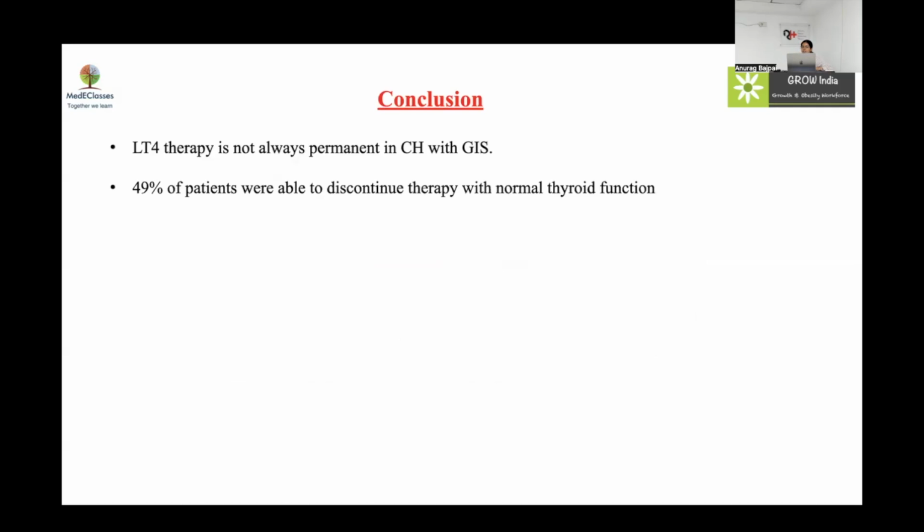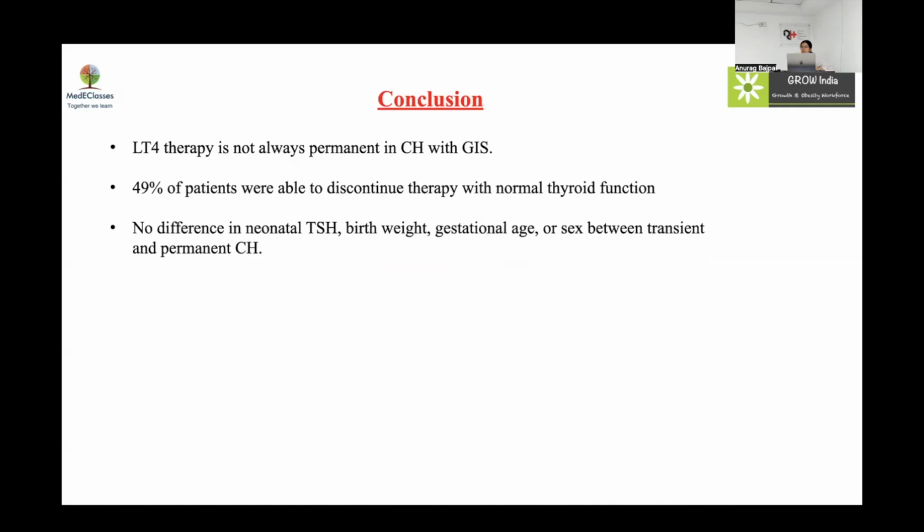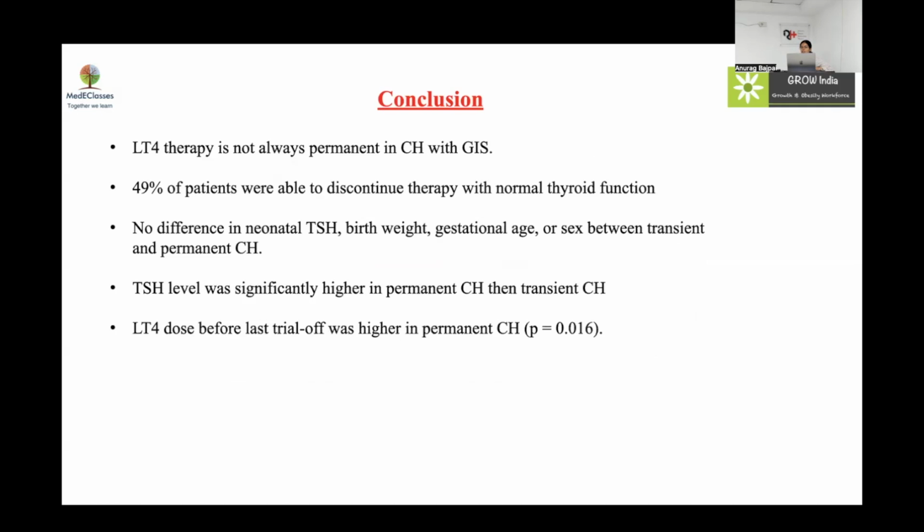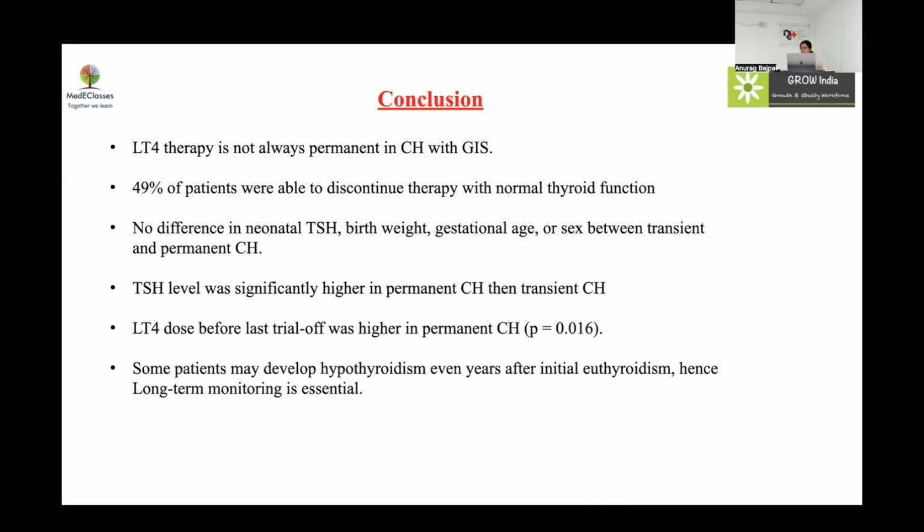The conclusion they made from the study was that LT4 therapy is not always permanent in congenital hypothyroidism with gland in situ. 49% of their patients were able to discontinue therapy with normal thyroid function. There was no difference in neonatal TSH, birth weight, gestational age, or sex between transient and permanent congenital hypothyroidism. TSH level was significantly higher in permanent as compared to transient congenital hypothyroidism, and LT4 dose before trial of discontinuation was higher in permanent congenital hypothyroidism. And some patients may develop hypothyroidism even years after initial euthyroidism. Therefore, there is a need for long-term monitoring.